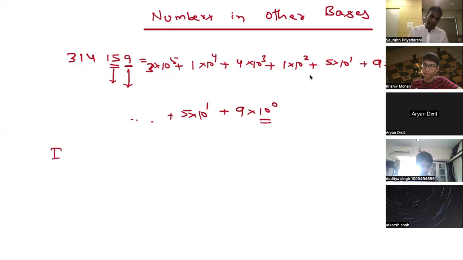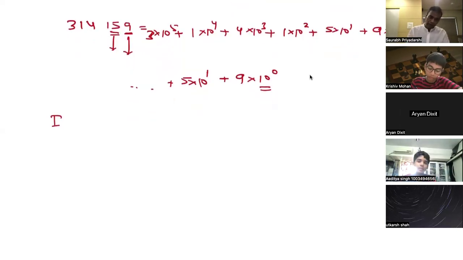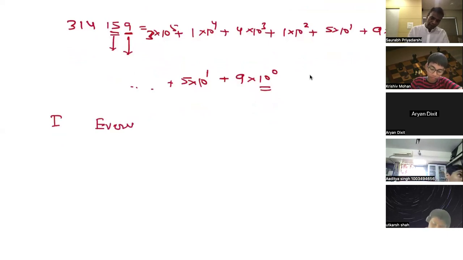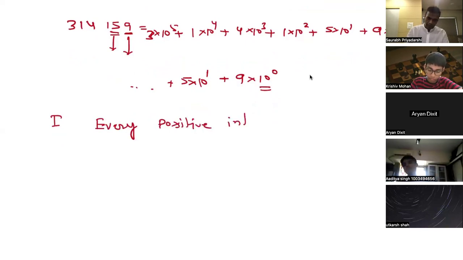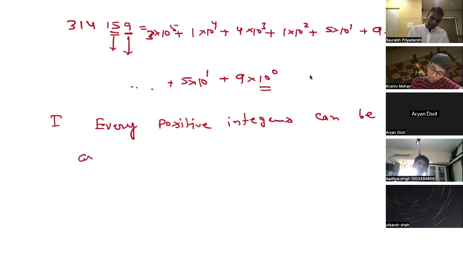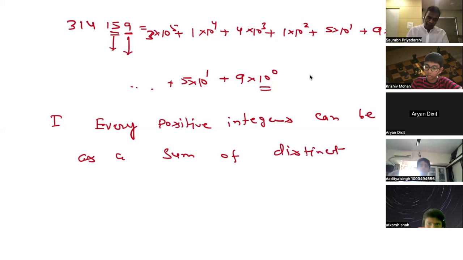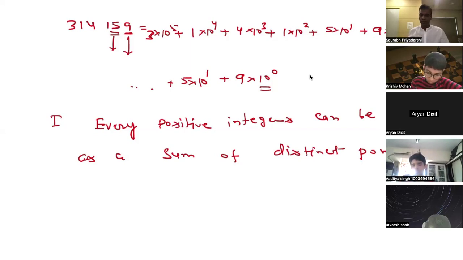The first theorem on this is: every positive number in the form of integers can be written as a sum of distinct powers of 2. We can represent any positive integer this way.